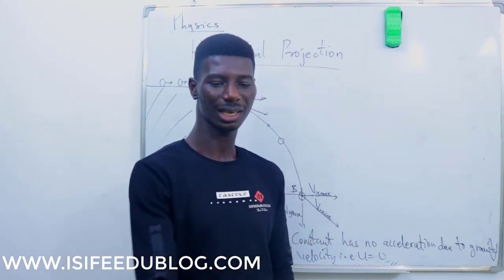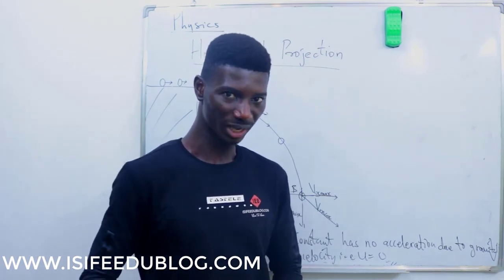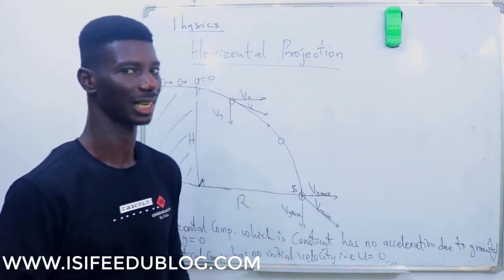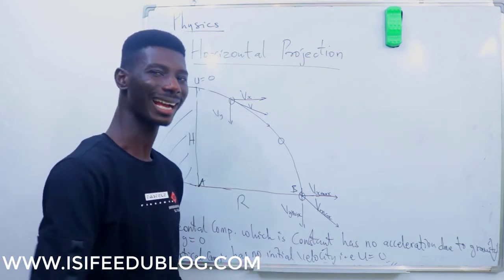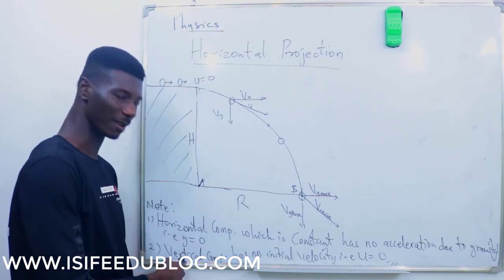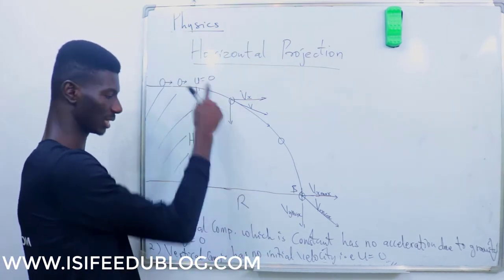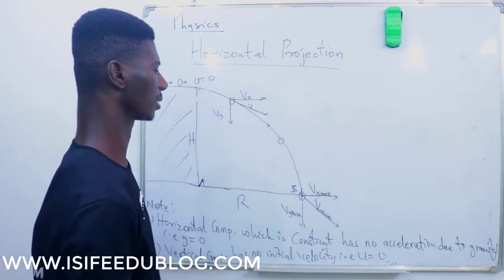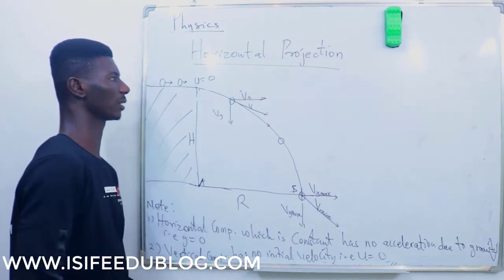When you throw something like this, at the initial stage it is moving this way before it starts falling down. At that point, it has no acceleration due to gravity. Acceleration due to gravity will start acting once that thing starts falling down or going up. So that's why I say the vertical component has no initial velocity. As you can see, u is zero, but it has acceleration due to gravity. So having this in mind, let's try and see our formulas.